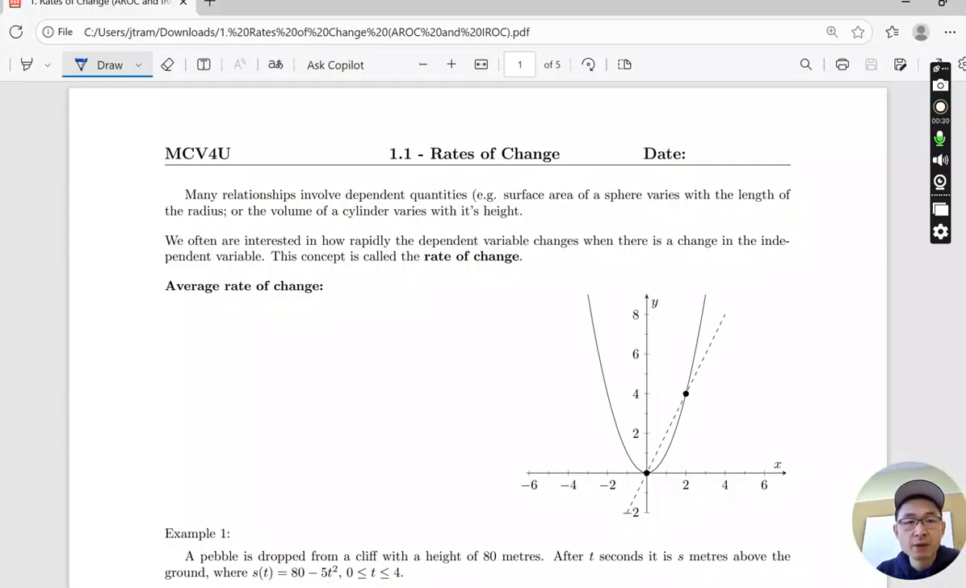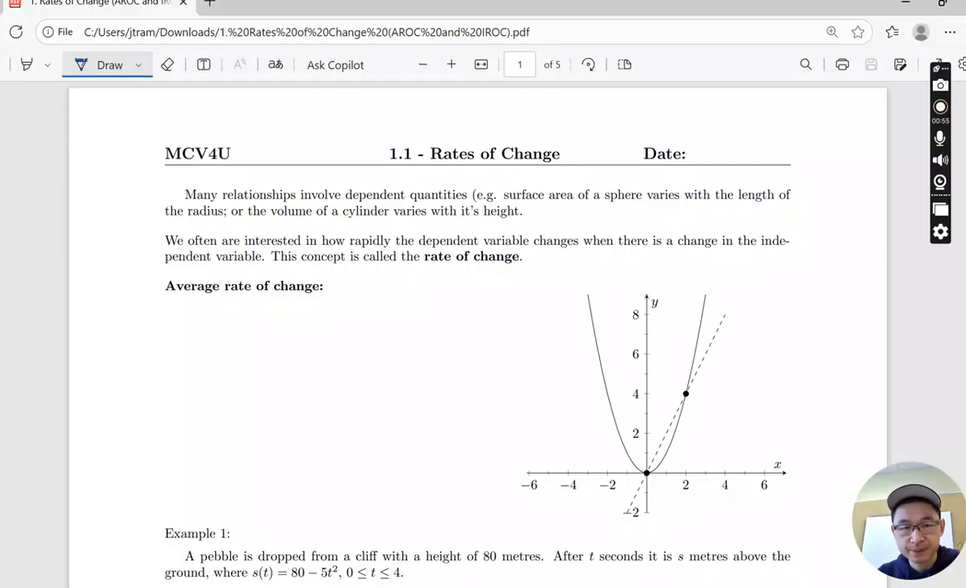Okay, so many relationships involve dependent quantities, like surface area of a sphere varies with the length of the radius, or the volume of a cylinder varies depending on its height. We often are interested in how rapidly the dependent variable changes. So how rapidly will the surface area of a sphere change if there is a change in the independent variable, which in our example is the length of the radius.